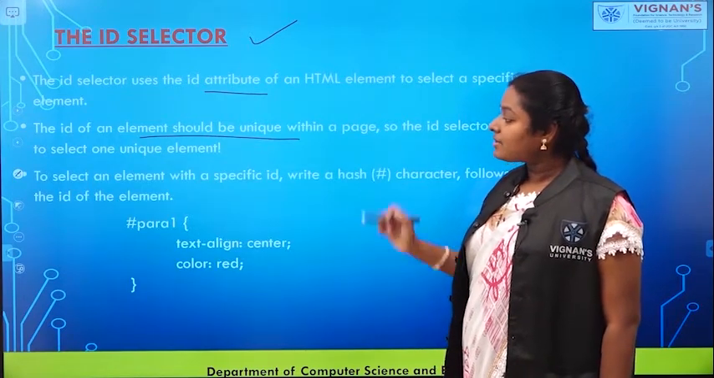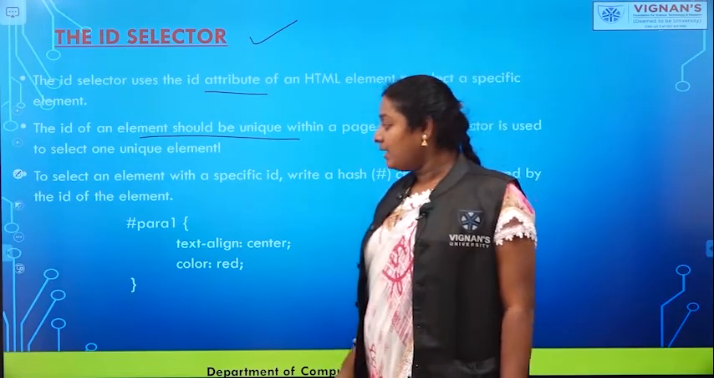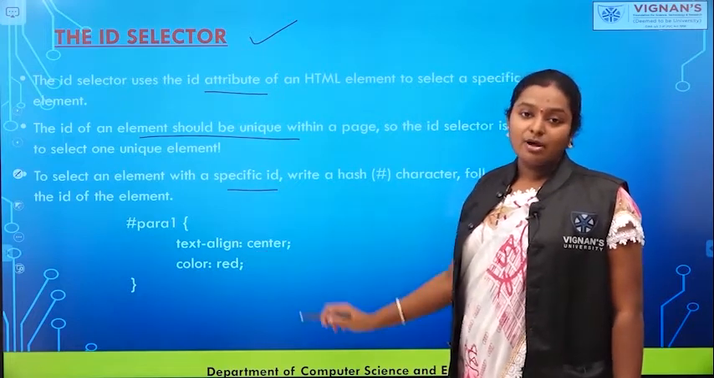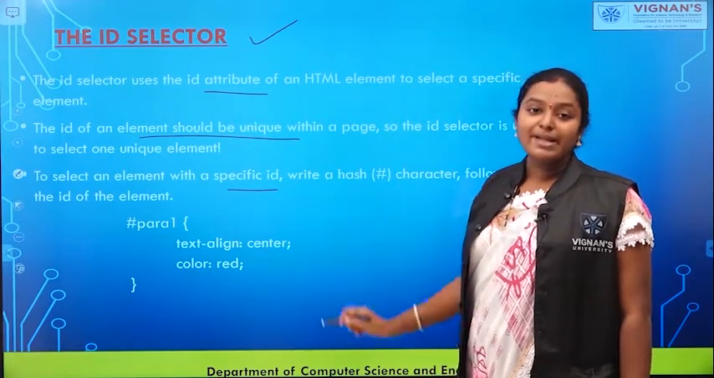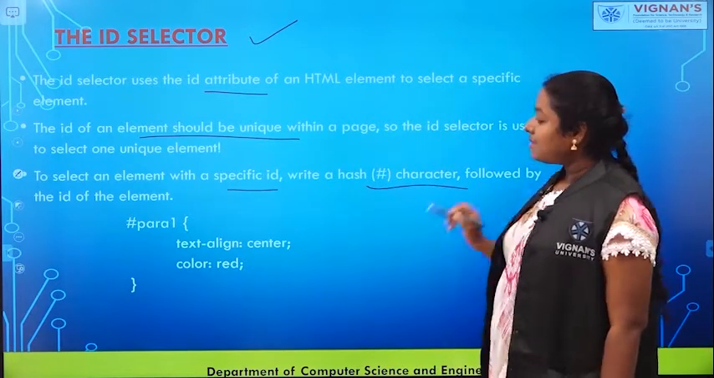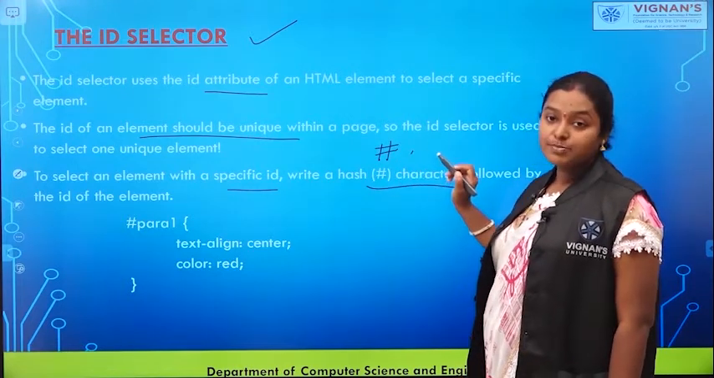So the example for this ID selector is, here I am taking it to select an item with a specific ID. This is the following syntax for the corresponding ID selector. You must write the syntax followed by the hash followed by the corresponding ID name.